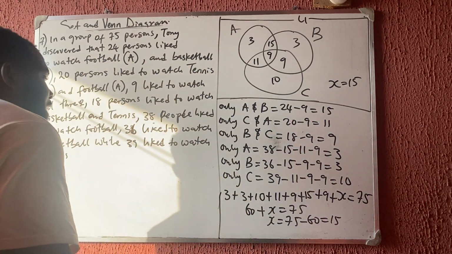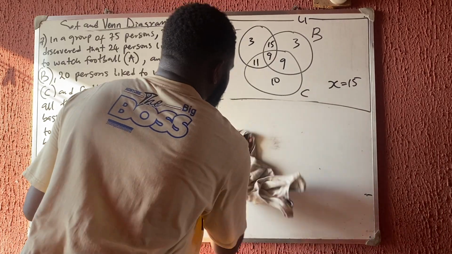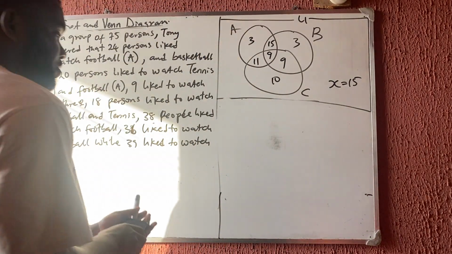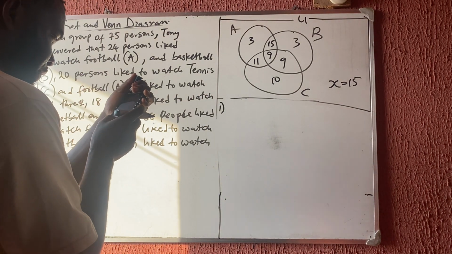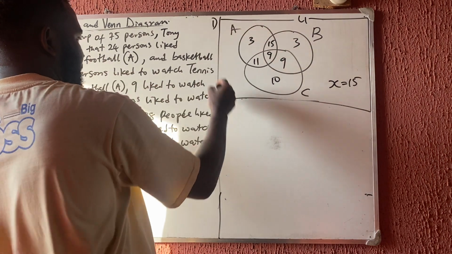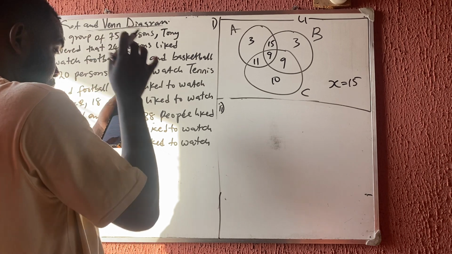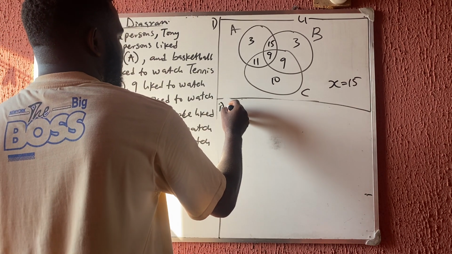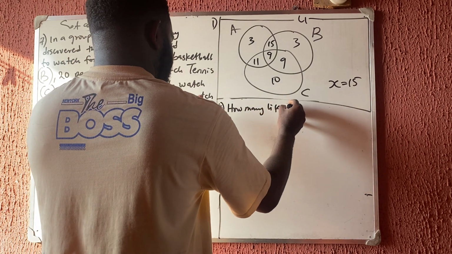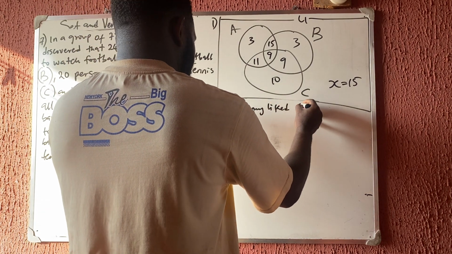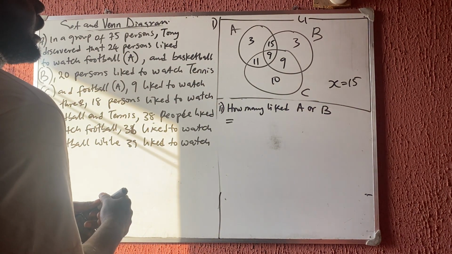So once you have gotten your Venn diagram, you are good to go. So let us now start answering the questions with the Venn diagram. You see that the Venn diagram is very, very simple. The first question said create the Venn diagram. I've done that. The second question says how many like football or basketball. So let me write it. How many liked football, which is A, or basketball, which is B. So let's go to people that like A or B.